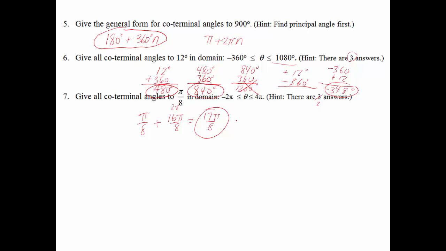That's one answer. And if I add it again, 16 pi over 8, that's going to give me 33 pi over 8. And that's too far because 4 pi is really 32 pi over 8, right? That's 4 pi, so this has gone too far. So I have this one, and then we're going to go negative. So we're going to go pi over 8 minus 16 pi over 8, and I get negative 15 pi over 8. So there are my 2 answers.